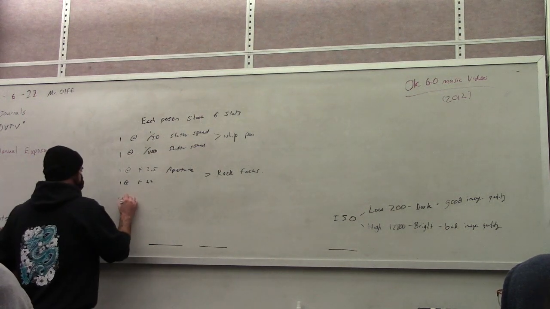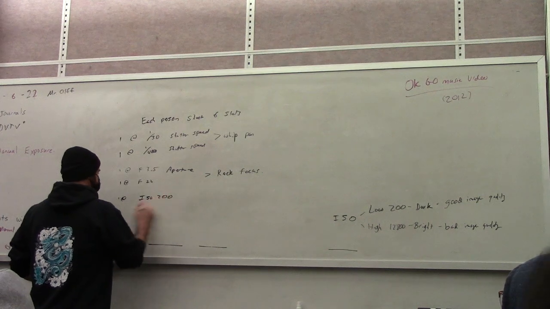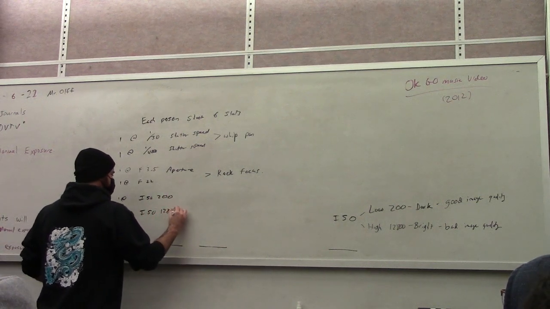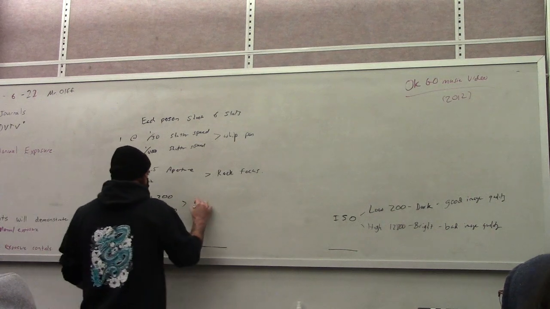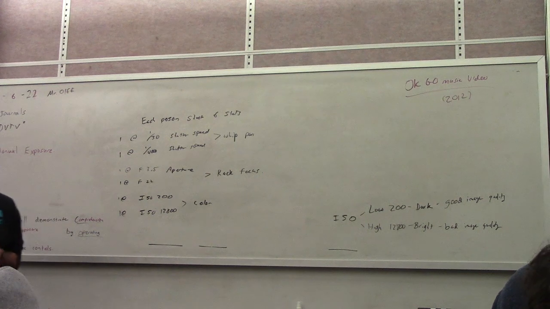And then shoot one at ISO 200 and one at ISO 12,800. Try and do some with some color, and that way you can see on the computer if there's some quality difference there.